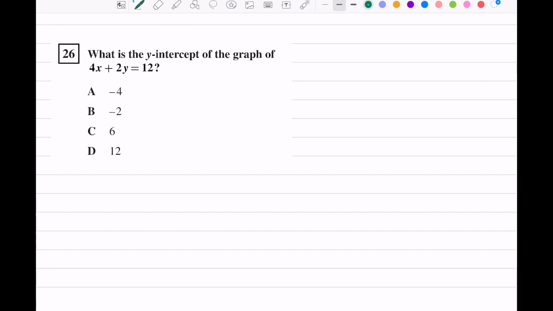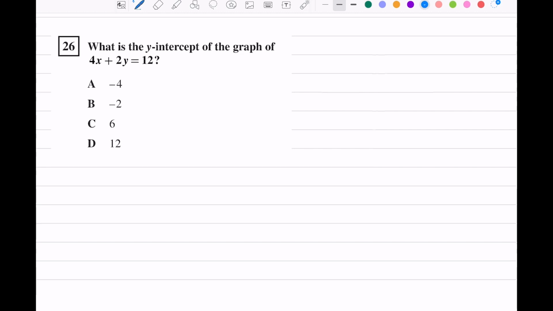What is the y-intercept of the graph of 4x plus 2y equals 12? So we could rewrite this equation as y equals mx plus b, and that would help us find the y-intercept. However, there's a quicker way. Let's think about what the y-intercept is.